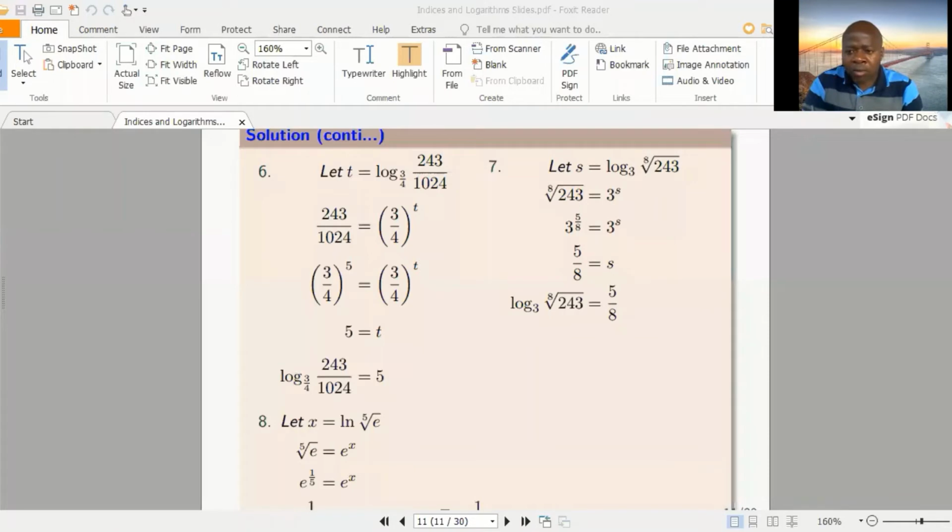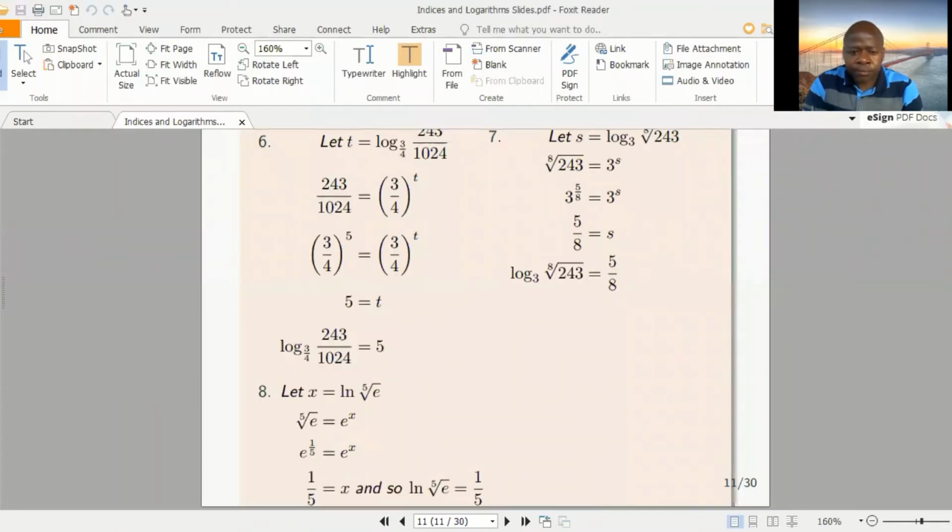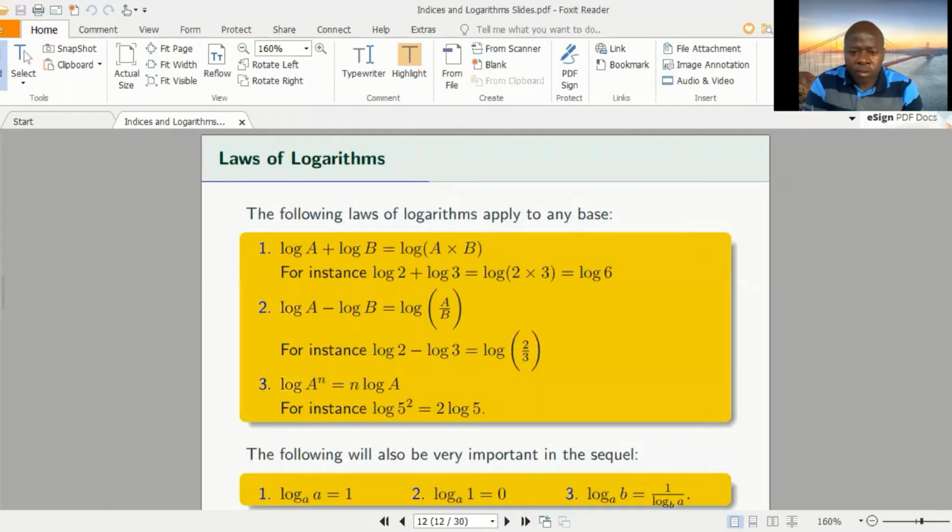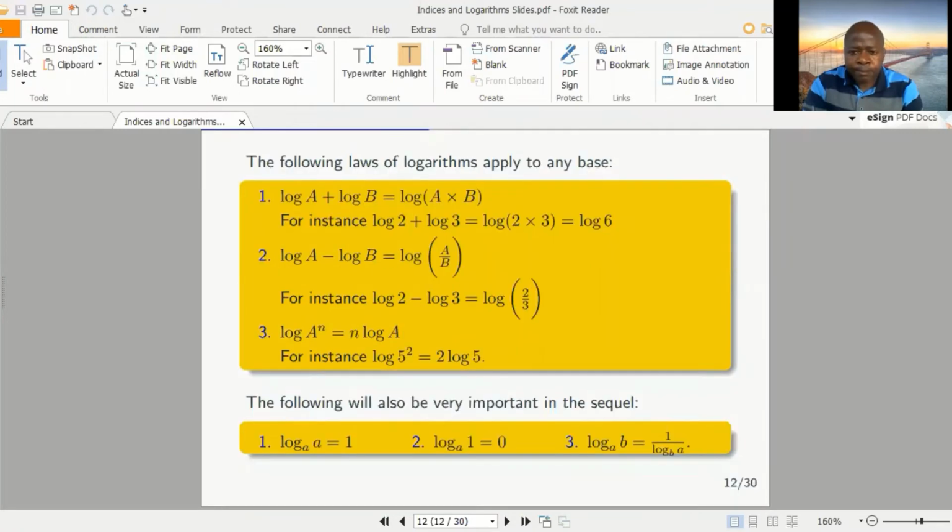Let's look at the other concepts. Laws of logarithms. So let's just look at the laws of logarithms and then apply them. And again, you are very much familiar with these laws. If you are given log of a plus log of b, this is the same as log of the product of a and b. For instance, if you are given log 2 plus log 3, to simplify it, it is the same as log of 3 times 2, or log of 6.